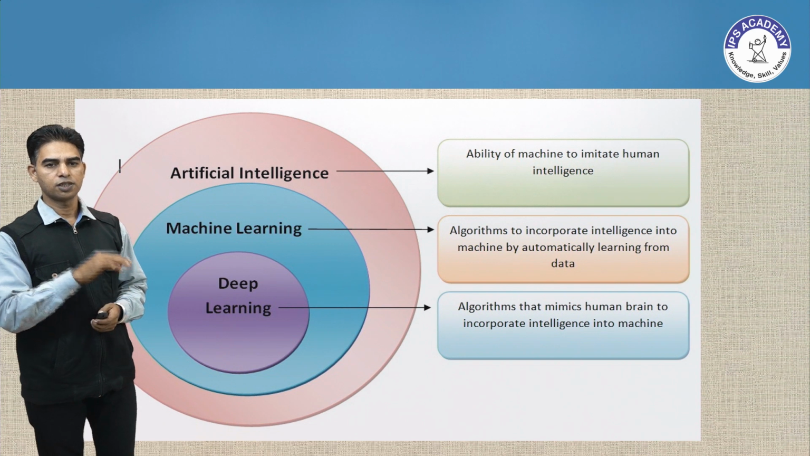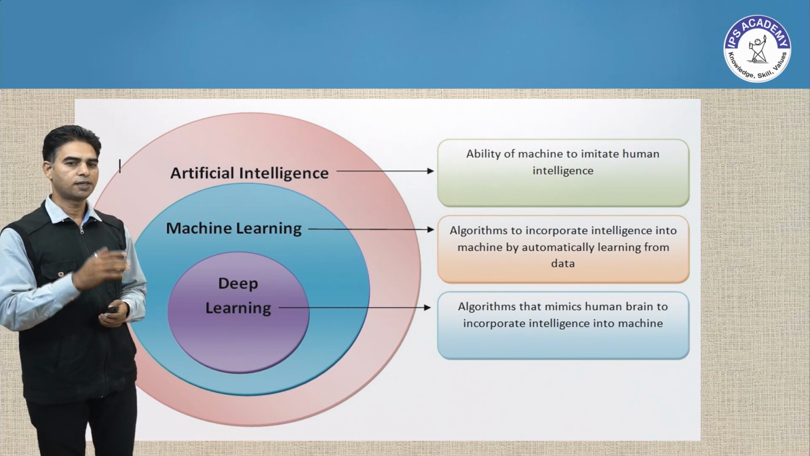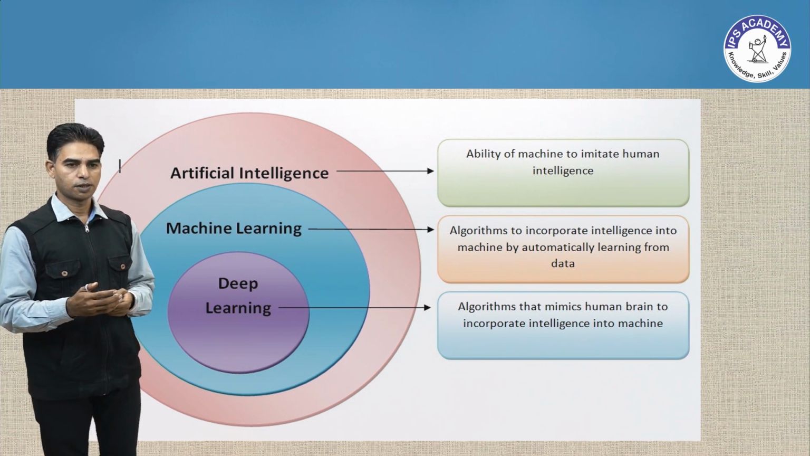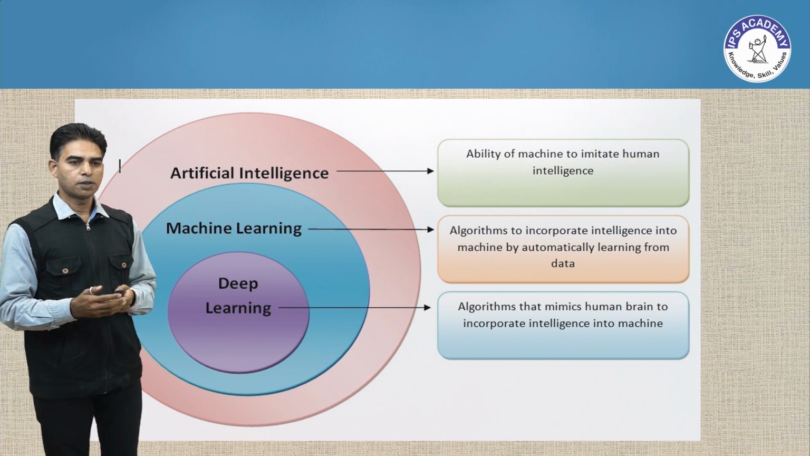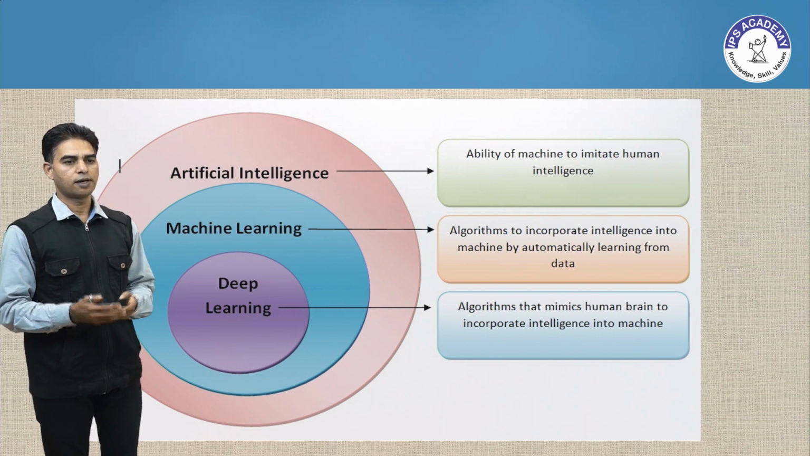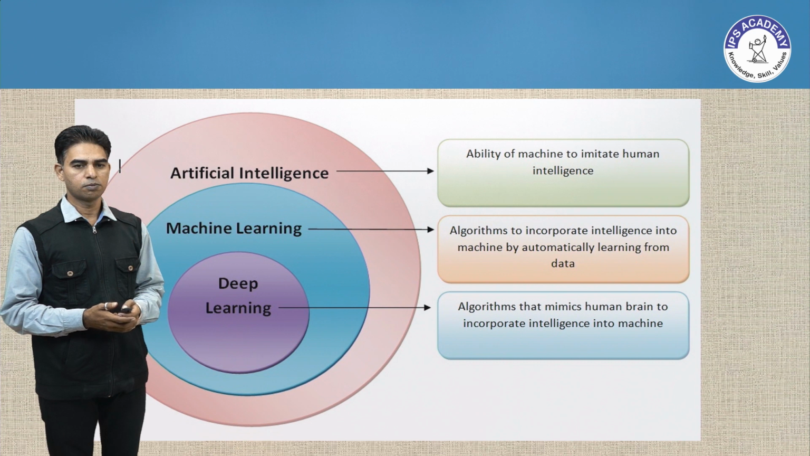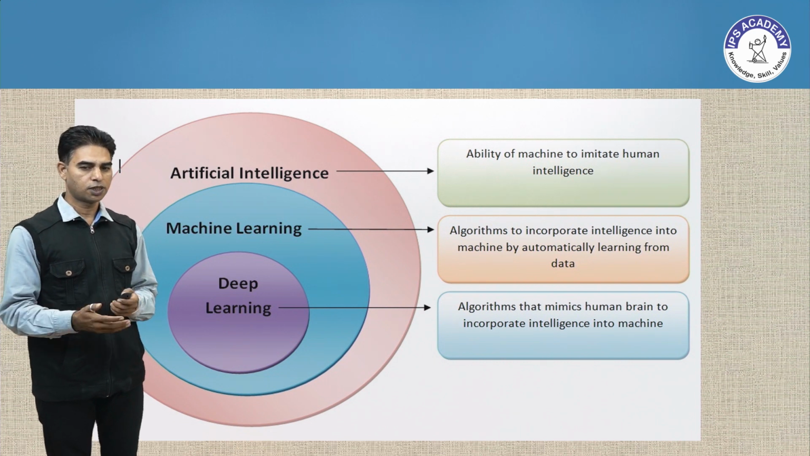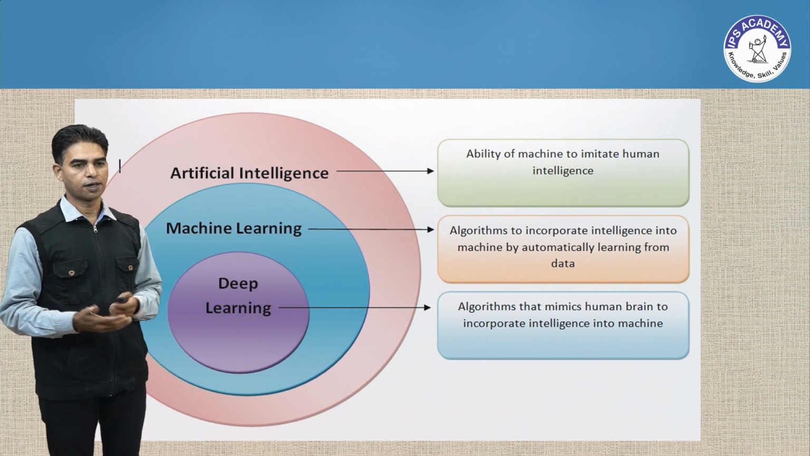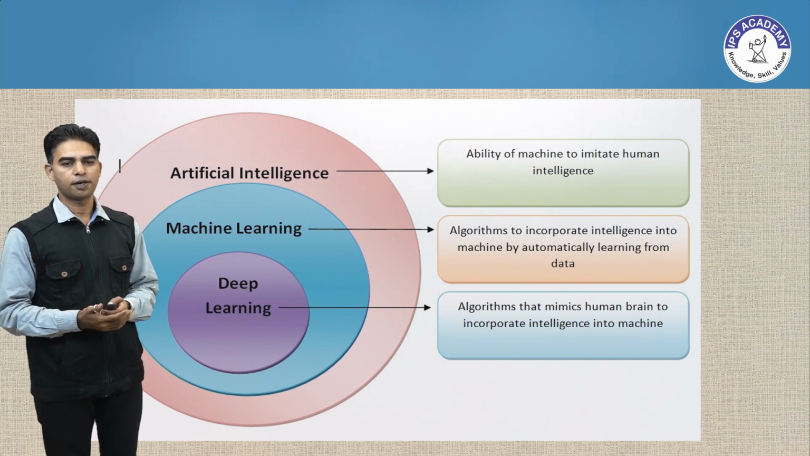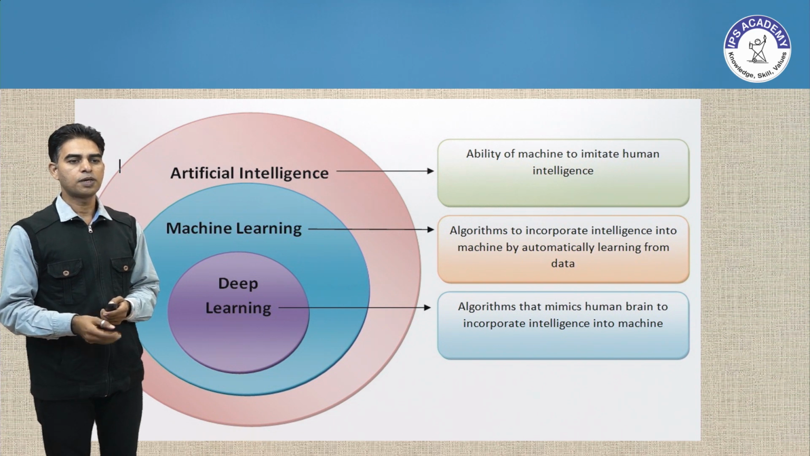So artificial intelligence, what is it? The ability of a machine to imitate human intelligence. We want to make the machine intelligent. Then how do we apply this and how does the machine become intelligent? So we learn machine learning technologies. In machine learning, there are various algorithms to incorporate intelligence into the machine by automatically learning from data. There are various types of data. Data science is another term, where we implement various kinds of data to get intelligence by applying machine learning algorithms.